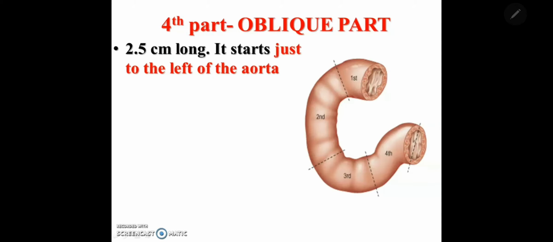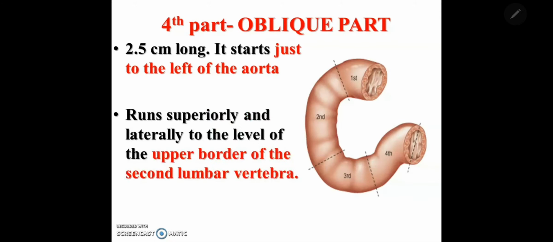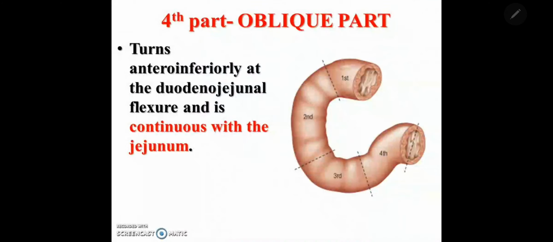So coming to the last part, that is fourth part. It's around an inch in length. It starts from the left side of the aorta, runs superiorly and obliquely towards left side, and lies lateral to the upper border of the second lumbar vertebra. So this is the oblique part, and it turns anteroinferiorly at the DJ flexure to continue as the coils of the jejunum.